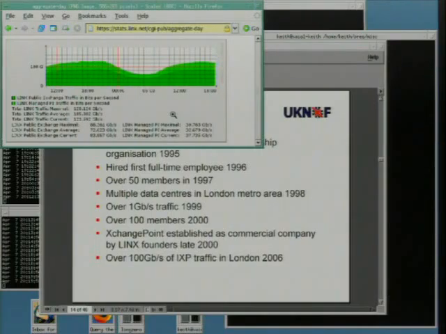Upshot is, around now, I've got the LINX traffic stats here. These guys are pushing 105 gig of traffic through the switch fabric, more than that if you count the private interconnects. So it's quite an interesting challenge to keep that stuff going and flowing.